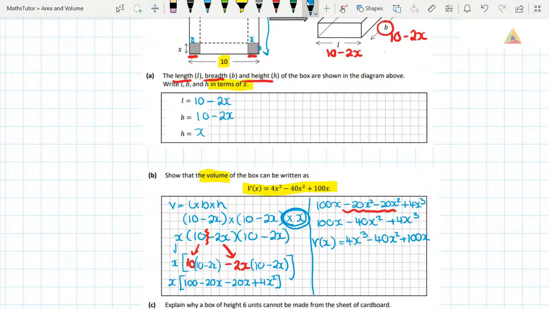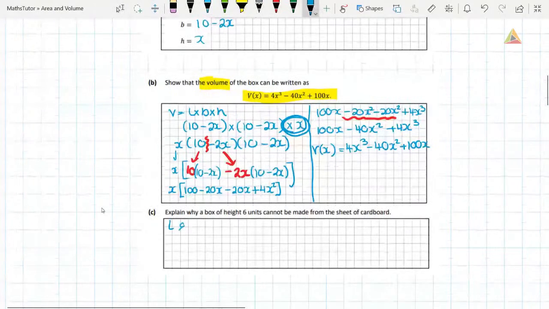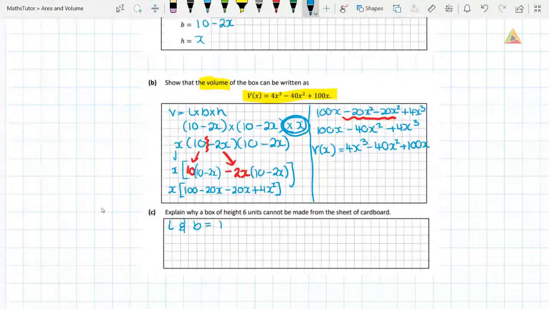The last part that we're going to look at in this question, the last part that deals with the area and volume before it goes into a question on functions, is asking, explain why a box of height 6 units cannot be made from the sheet of cardboard. So there's a little bit of thinking involved in this one, in that I'm not using a formula here. I just need to look at, okay, if I have a height of 6 units, we had a length and a breadth. So the length and the breadth were both equal to 10 minus 2x.